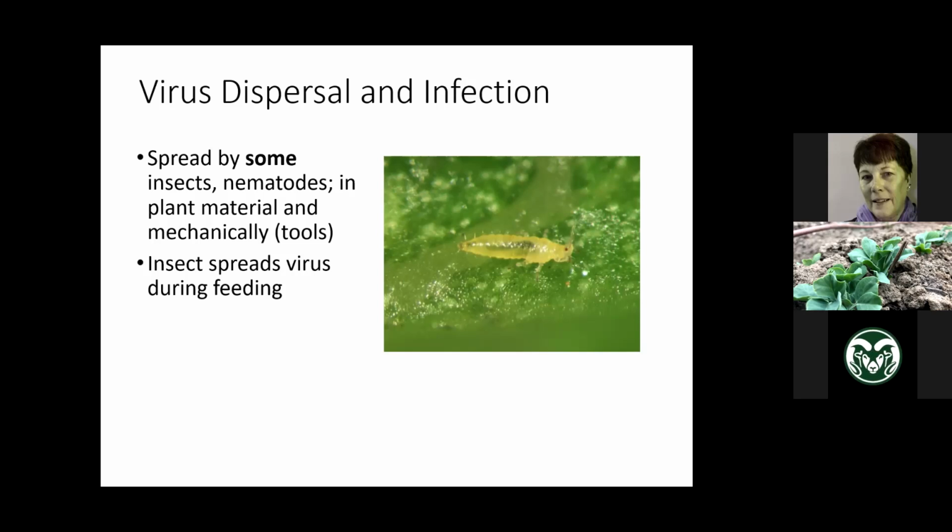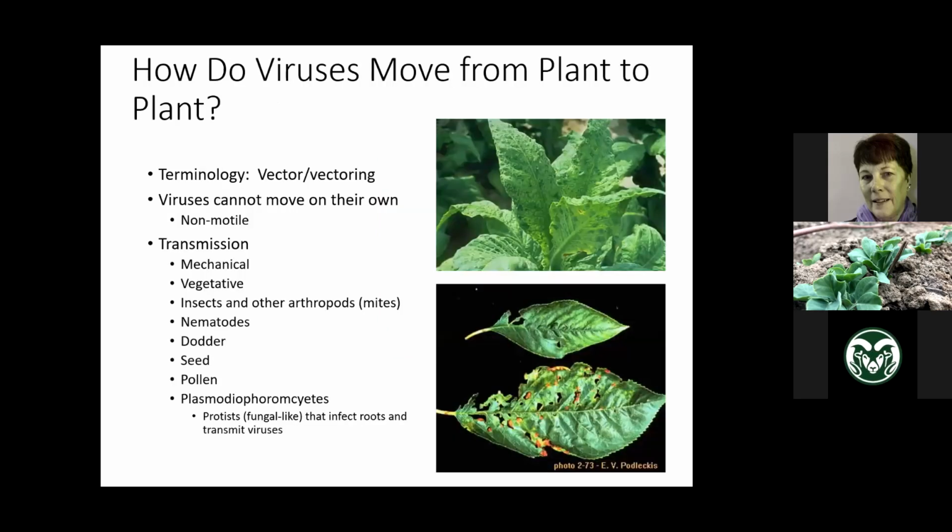So how do viruses move? When we talk about moving from plant to plant, it's vectoring. How we vector a virus could be insects, could be mechanical, could be physical transmission, like we touch the plant and go from there. Insects are probably the most common. Nematodes can also vector viruses, as can seed and pollen.